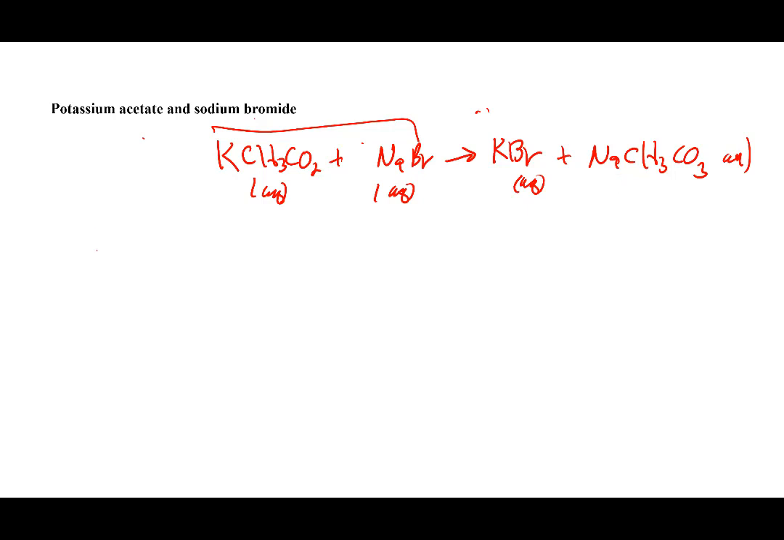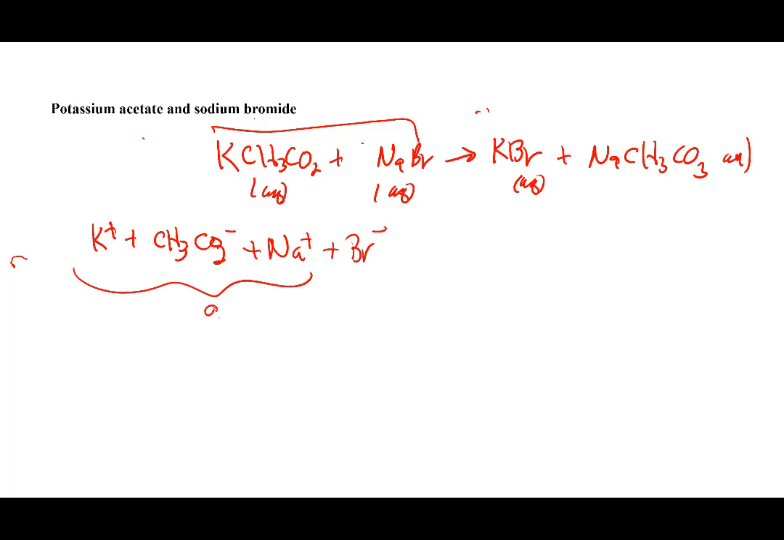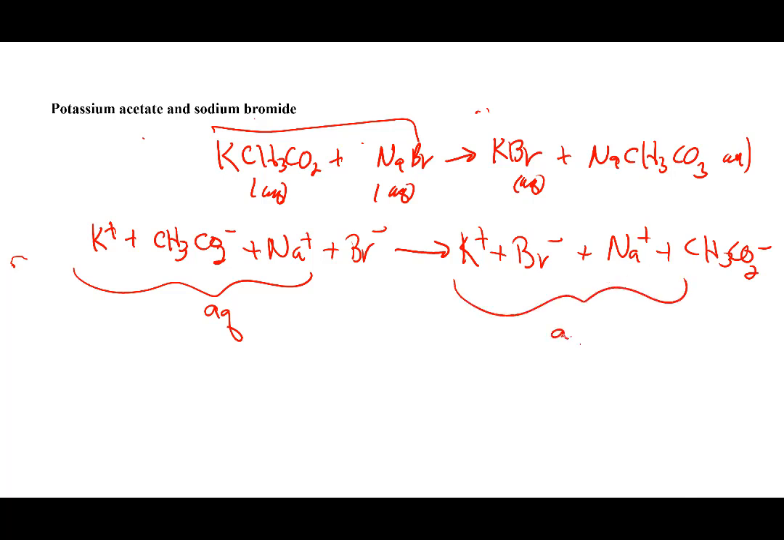Okay, so we've got K+ CH3CO2- plus Na+ Br-. And I'm just going to collectively say all of those are aqueous. And that makes KBr, that's soluble, so that's split up into ions, K+ Br-. And sodium acetate is also soluble, so that makes Na+ CH3CO2-. And all of those are aqueous.